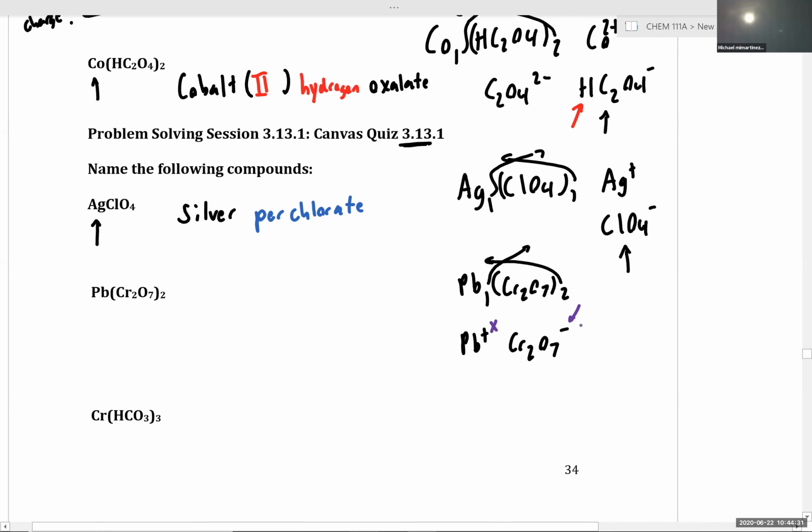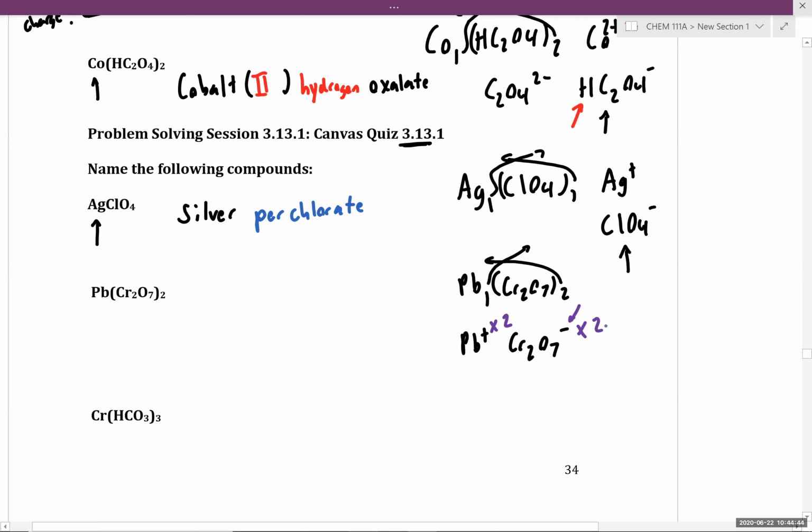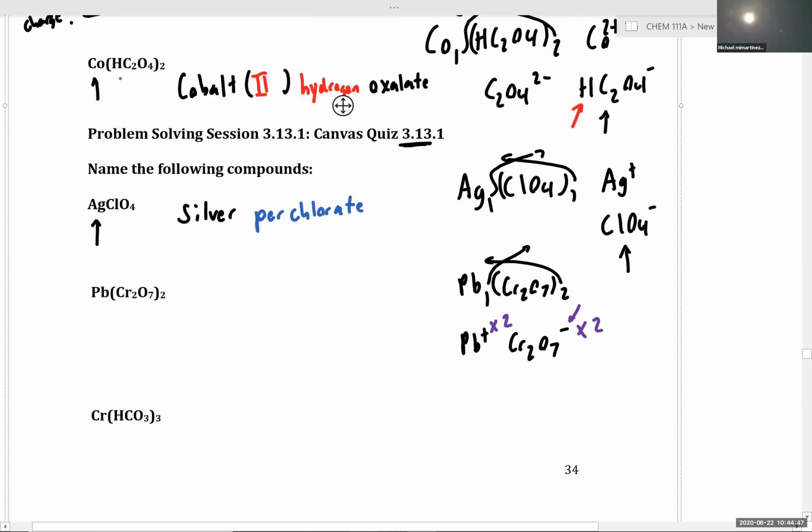So as a result, we're going to need to multiply both of our charges by a whole number. And what whole number do we choose? 2. Exactly right. So then we write this as lead 2 plus and Cr2O7 2 minus. Now we're ready to name this compound. So we write the name of our cation, which is lead. Then we specify the charge of our metal cation. In this case, Pb2 plus, we put a charge of 2. So this would be lead 2.